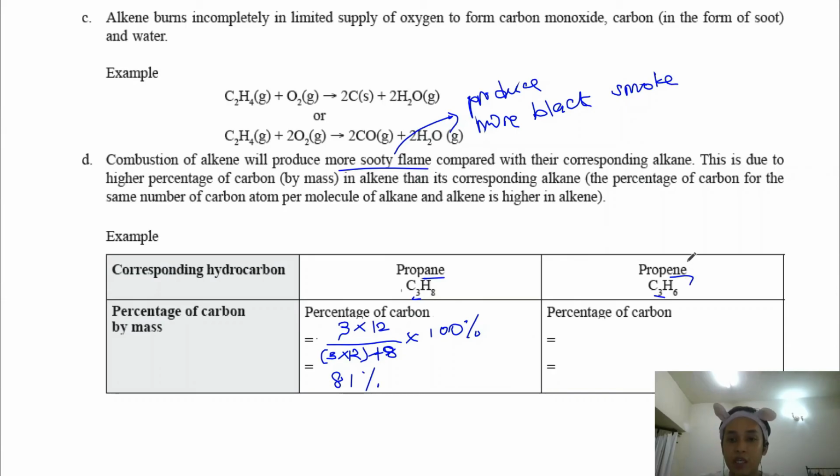Okay, roughly 81%. Okay, but in this case, the percentage of carbon over the total will be slightly different. The reason being is because you have lesser hydrogens. So still the same thing, you take the mass of the carbon divided by molar mass of the compound. Okay, so 3 multiplied by 12, plus, but here you only have 6 hydrogen. Alright, and then multiply to 100%. So this one, when you calculate, I think you will get around 85 to 86% if you're not mistaken. Okay, so based on these two calculations, you can see that the percentage of carbon by mass in propene is actually higher than propane. Therefore, when you burn propene, you are going to see more sooty flame.